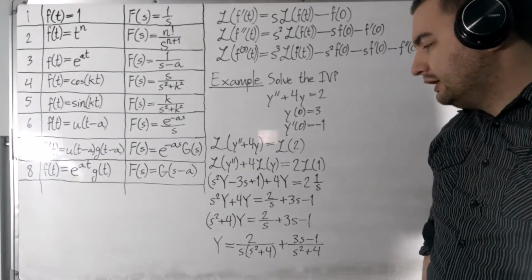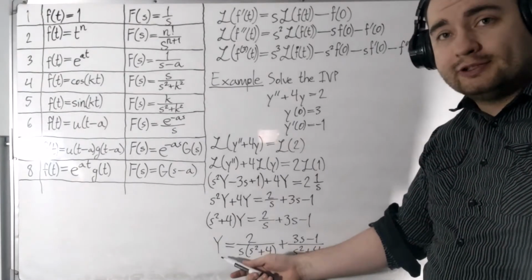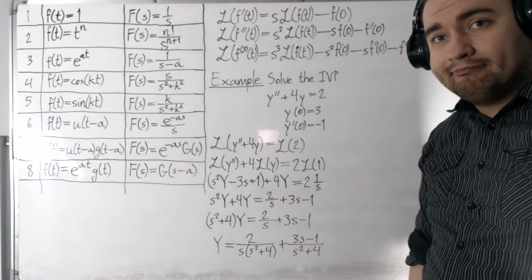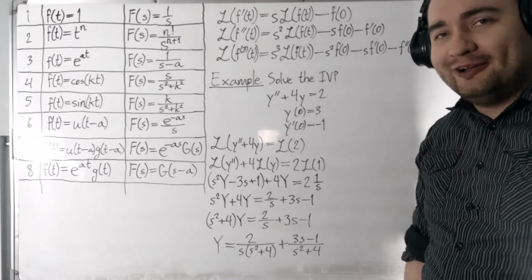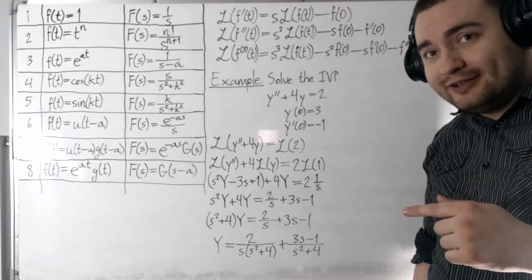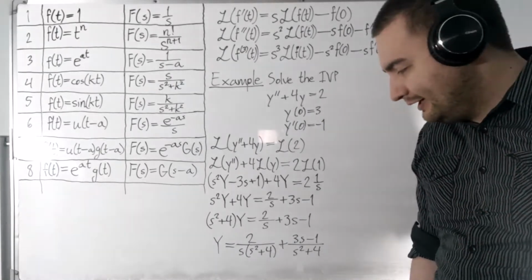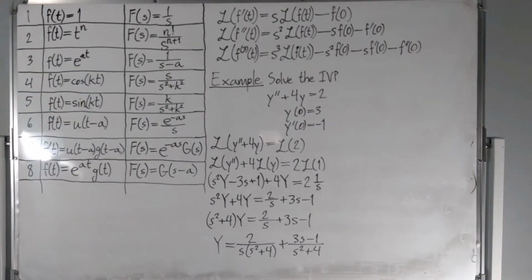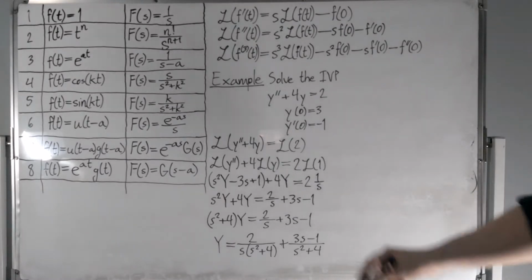All right. So what does that give us? That gives us the Laplace transform of the solution y. So what do we need to do now? Well, if we can find the inverse Laplace transform of that, we'll be done. We'll have the solution y. Okay? So that's exactly what we'll do. We'll try to find the inverse Laplace transform of this thing.